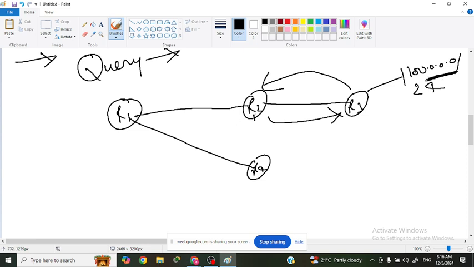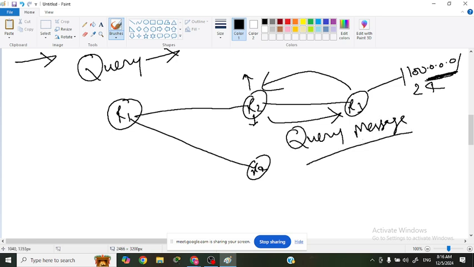Then R2 will not have this 100.0.0.0 prefix in its routing table, and if we ping from R2 to this one, we are not able to ping it. So what will R2 do? R2 will send a query message to R3: previously you were sharing this 100.0.0.0 prefix with me, and right now I am not able to ping this prefix. So what is the reason behind this? Let's suppose it goes down.